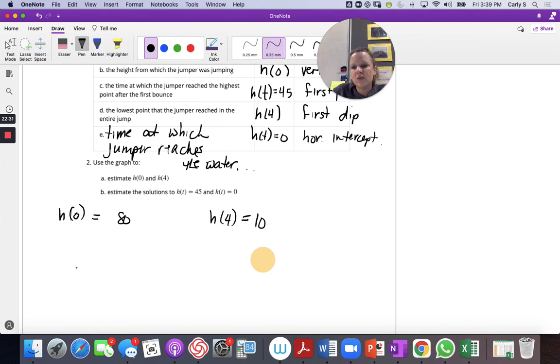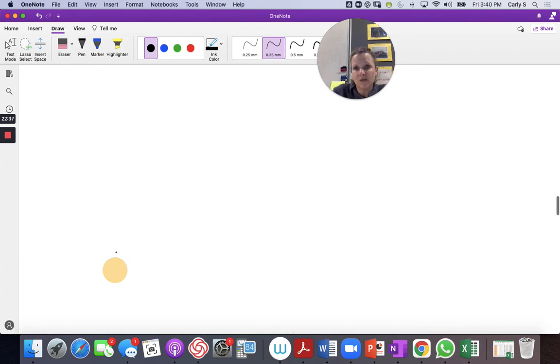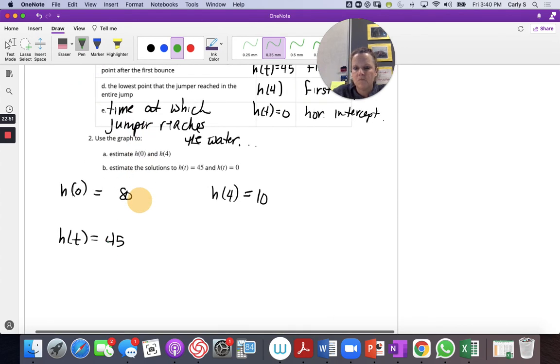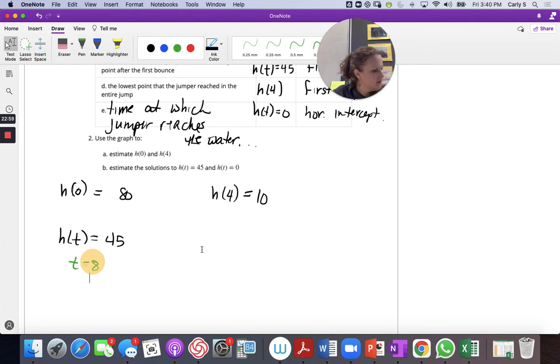And then estimate the solutions to h of t equals 45. So when my output is 45, let's change colors. When my output is 45, my input is, that's not 45, sorry. When my output is 45, my input is about 8. And then the other question is h of t equals 0. Okay, that would be you've hit the river, and that's not going to happen.